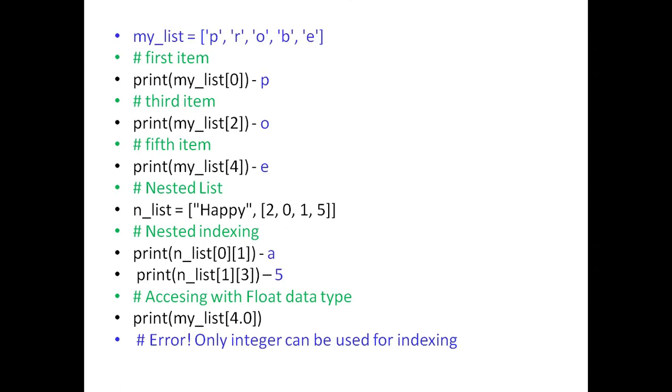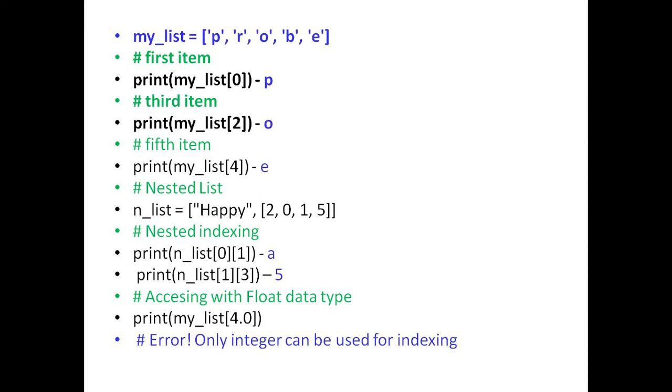Here we will see some examples. Here my list is created with data P, R, O, B and E. If you want to access the first item, use print mylist and index as 0. It will print the output P. If you want to print third item, use print mylist with index value 2. So it will print O. If you want to print fifth item, use print mylist 4. So it will print E.